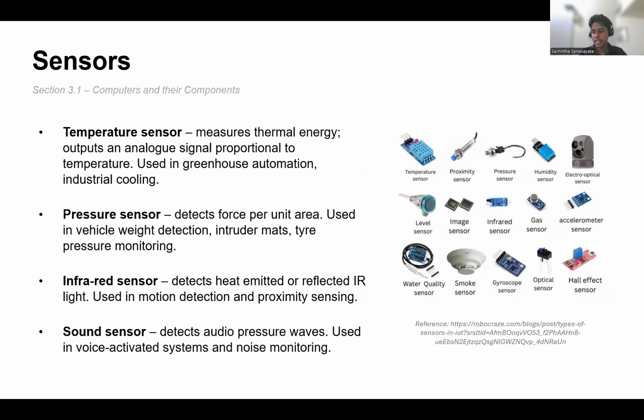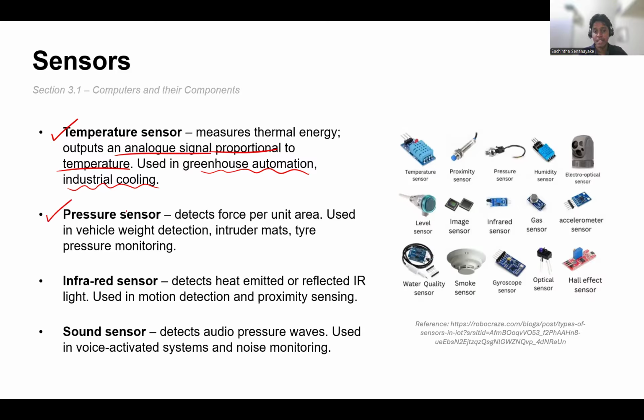First, we have a temperature sensor, which, as you guys know, is a very standard sensor that measures thermal energy, which is used to measure how hot or cold the surrounding environment is, right? It measures thermal energy and outputs an analog signal proportional to the temperature in the ambient environment. And this is used for greenhouse automations, industrial cooling, etc., etc. So any situation where you need to measure temperature, use a temperature sensor.